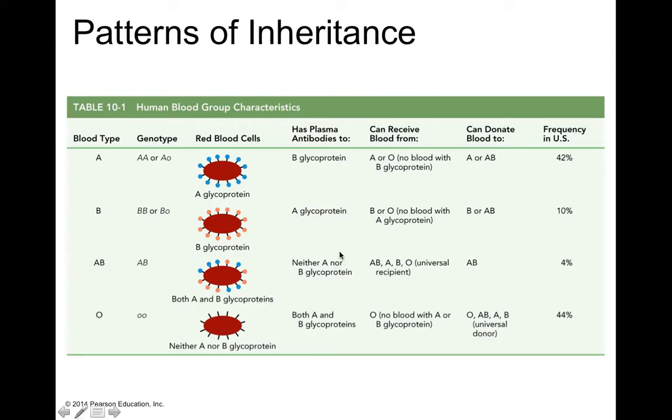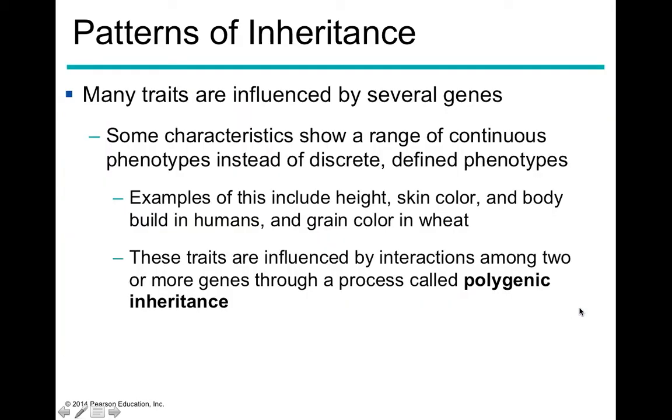It has neither antibodies in its plasma, so it doesn't have antibodies against A or B, which means it can receive blood from anybody, AB, A, B, or O. So it's a universal recipient, and it can only donate blood to itself, basically, 4% frequency. And then O is shown as lowercase. Why? Because in this case, these guys are codominant, remember, but O is recessive. So this is the homozygous recessive phenotype, which presents with neither A nor B glycoproteins on the surface of the red blood cells and has plasma antibodies against both A and B glycoproteins. So it can only receive blood from O, but can donate blood to any of them. And it's considered the universal donor with a frequency of 44% in the United States.